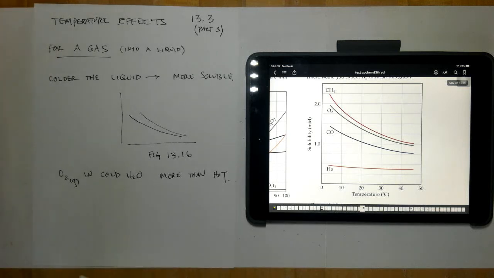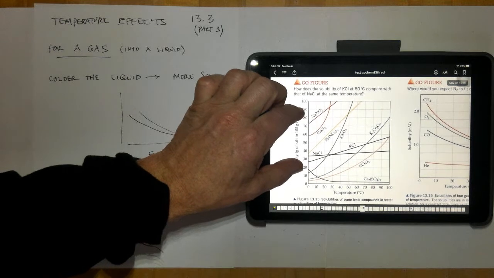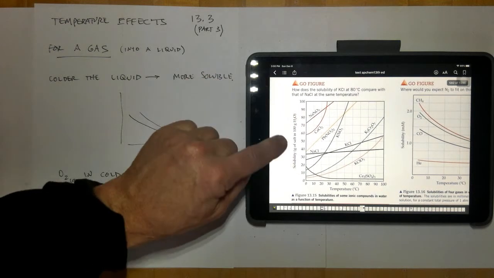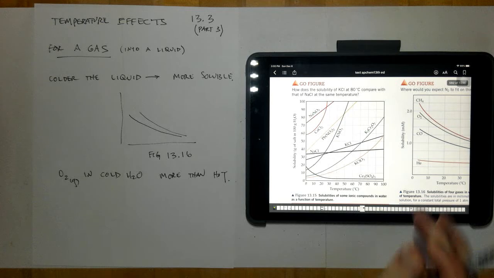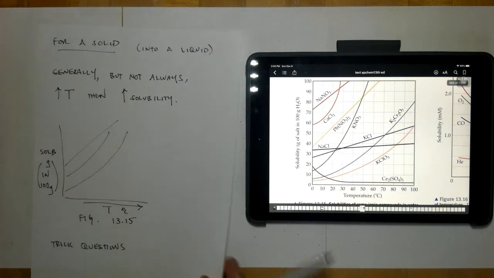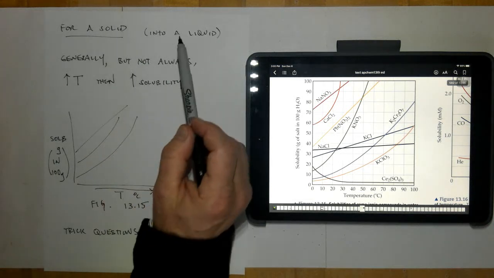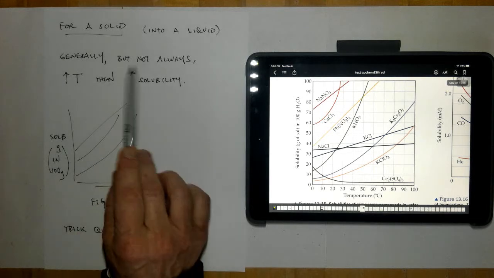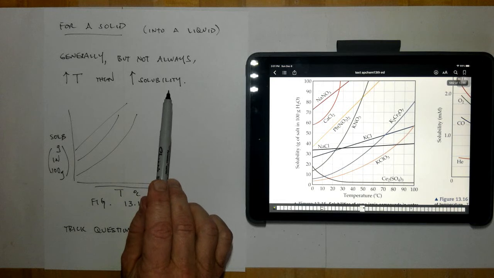Now let's take a look at the temperature effects for a solid. And so for this, we're going to scoot over to this diagram right here. And this solubility diagram gives us solids, grams of salt in 100 grams of water right here, and then temperature here on the horizontal axis. So I'm going to make this just a little bit bigger, and then I'm going to change my places right here with this sheet. And for a solid dissolving into a liquid, it's generally, but not always, that you increase the temperature, then you increase the solubility of the solid.